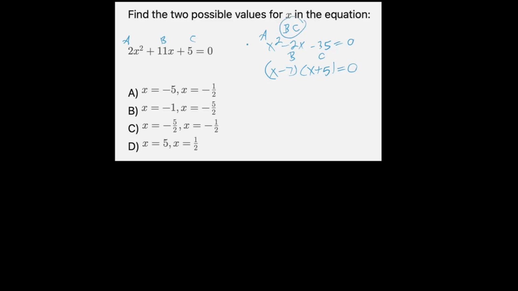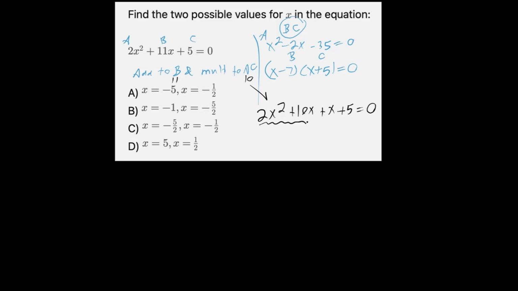Now that's BC factoring. For ABC factoring, you need two numbers that add to b, just like before, and multiply to a times c. So for us, in this example, we need two numbers that add to 11 and multiply to 2 times 5, which is 10. And those numbers are 10 and 1. So then you break down the middle term: 2x squared plus 10x plus 1x plus 5 equals 0. And now we'll use the factor by grouping method, which you'll see throughout this video.